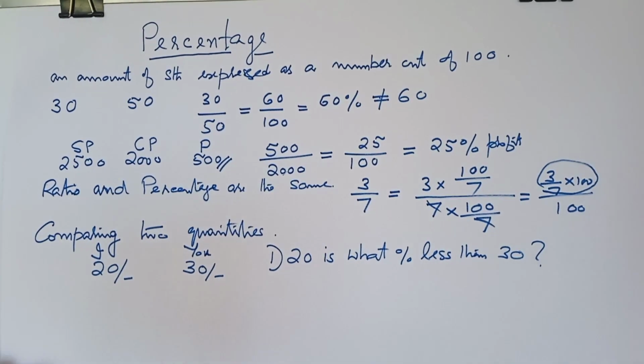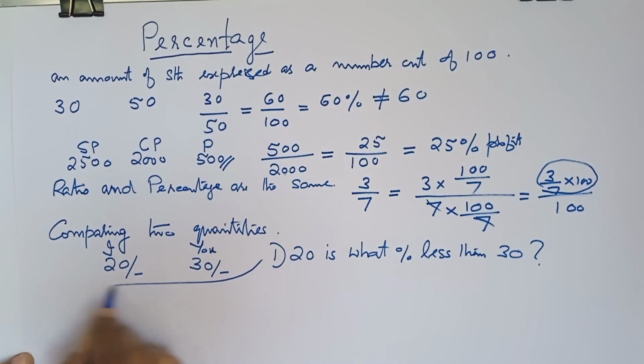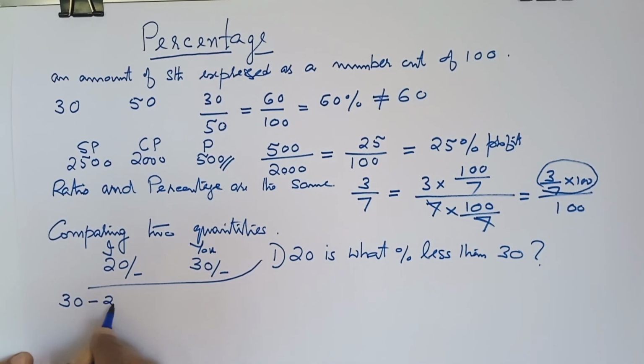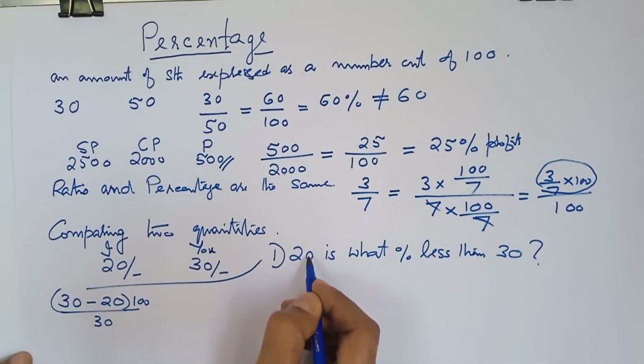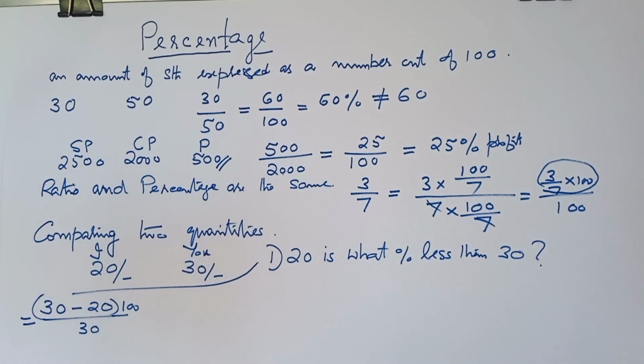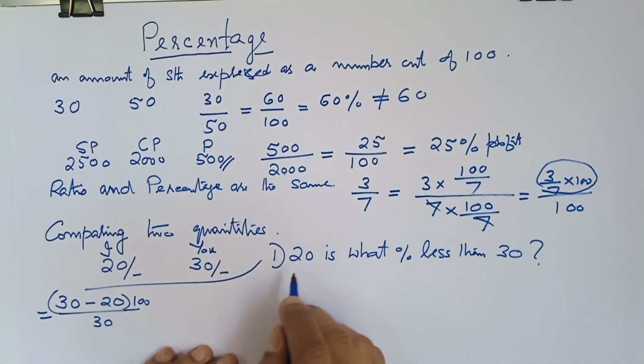Come to this 20. The answer to this question is this only: 30 minus 20 divided by 30 into 100. That is the answer to this question. Now, how to get it? Say 20 is what percentage less than 30?